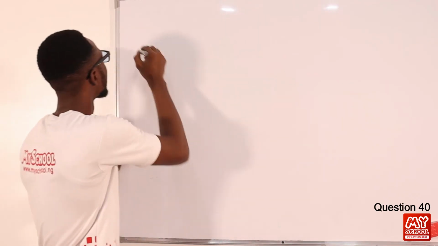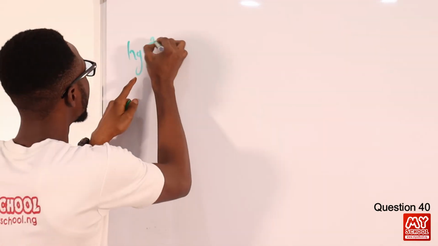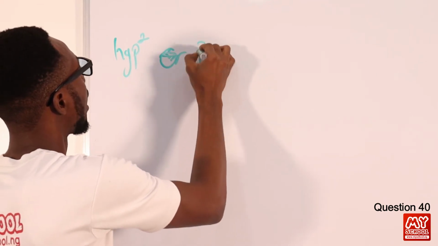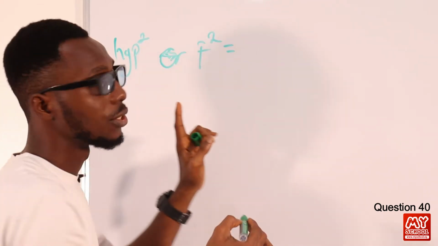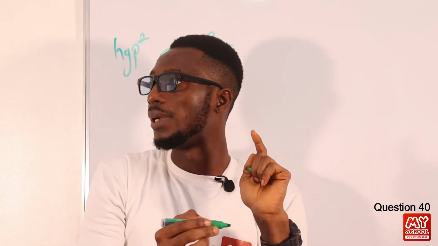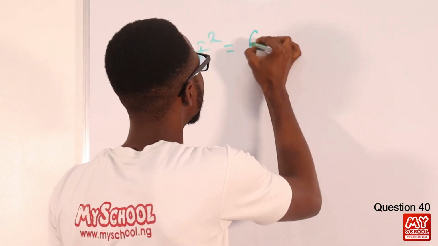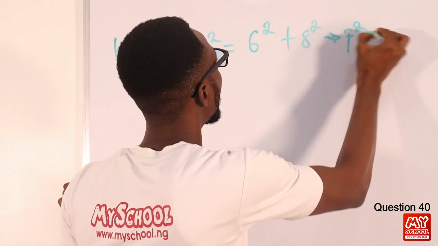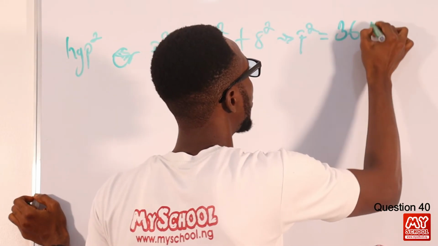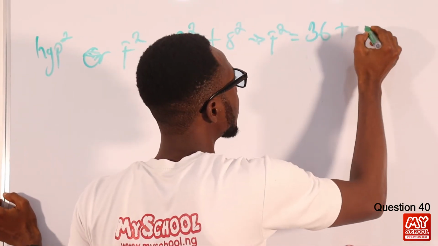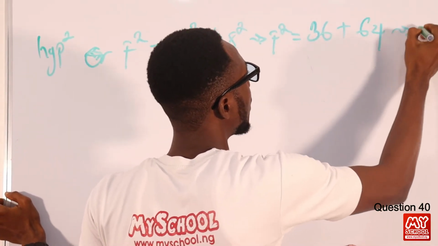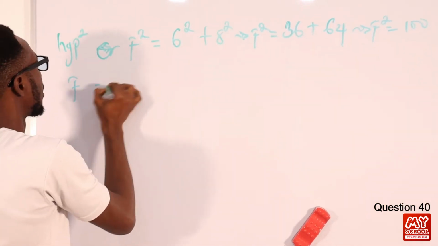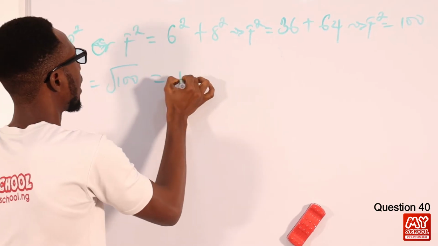So the hypotenuse square is actually the resultant force, or I can say F square equals the two forces, which are 6 Newton and 8 Newton, so that is 6 square plus 8 square. That is F square equals 36 plus 8 times 8, that is 64, and that should give me 100. So F is the square root of 100, that is 10 Newton.